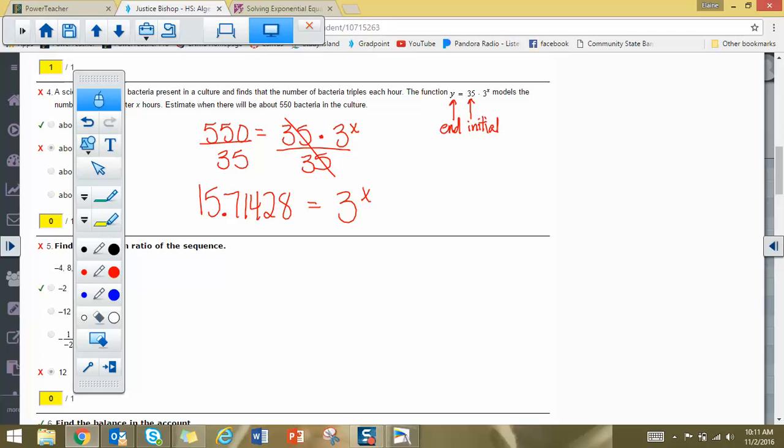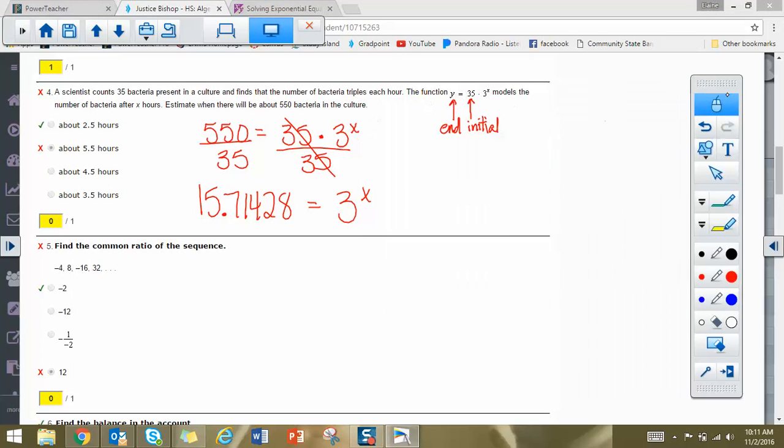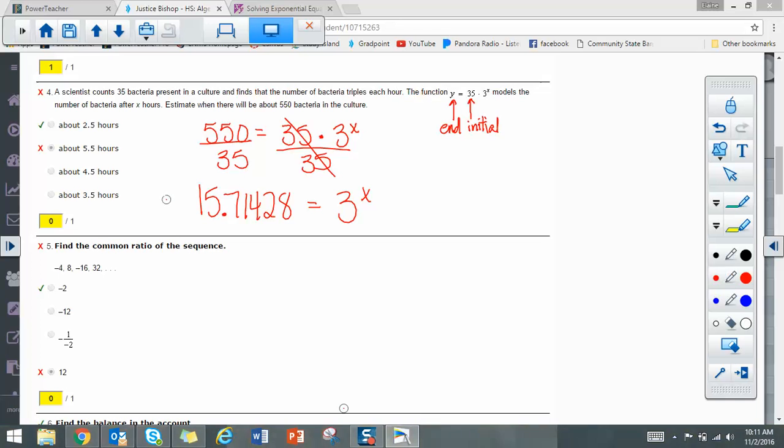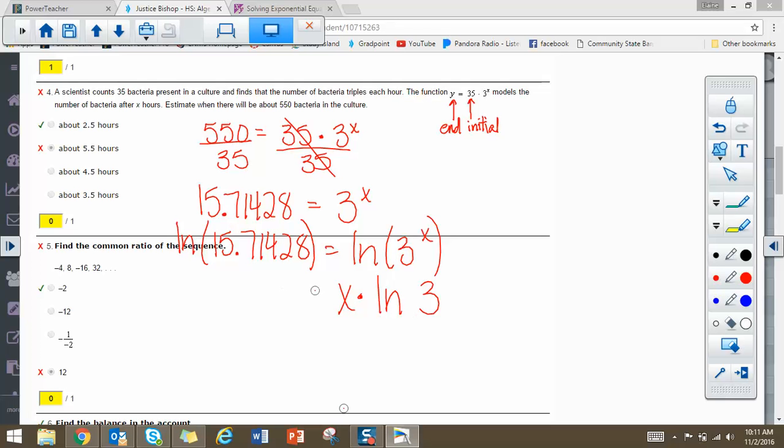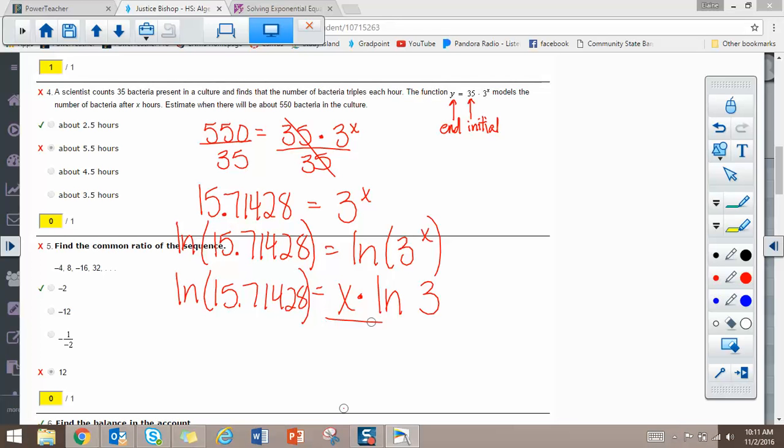If you take the ln, and I hope this is how they taught it in the notes, if you take the ln of both sides, this is just a function on your calculator. There's a button that should say ln. If you take the ln of 3 to the x, you actually get x times the ln of 3. You can rewrite it like this. So on this side we still have the ln of 15.71428. And now to solve for x, we're going to divide both sides by the ln of 3, because that's going to cancel. The ln of 3 is just a number.